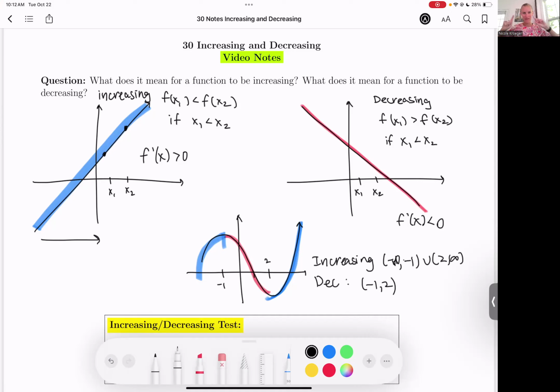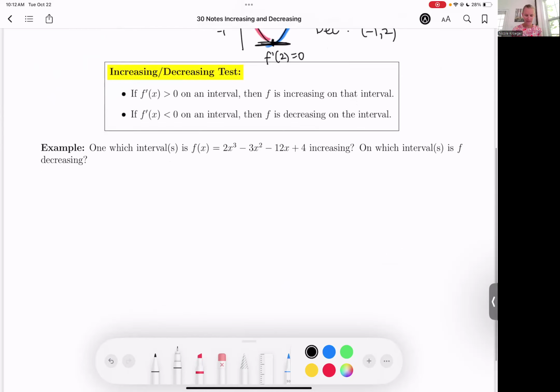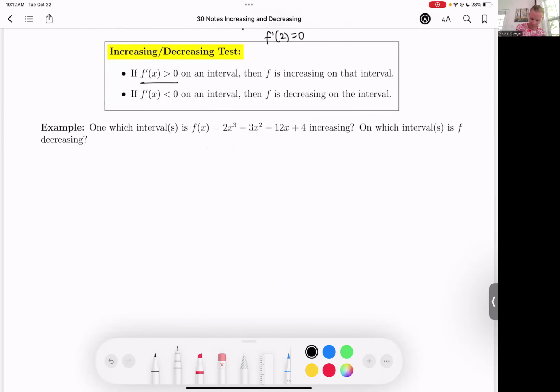Notice that I'm putting parentheses around all of these, which means that those endpoints are not being included. Because if we look at -1 or at 2, the tangent line is horizontal at both of those places, so the derivative is 0. And the derivative being 0 means that the function is neither increasing nor decreasing. It's pausing for just a second before it changes direction. Okay, so this is the increasing and decreasing test. If the derivative is positive on an interval, then f is increasing. If the derivative is negative on an interval, then the function is decreasing.